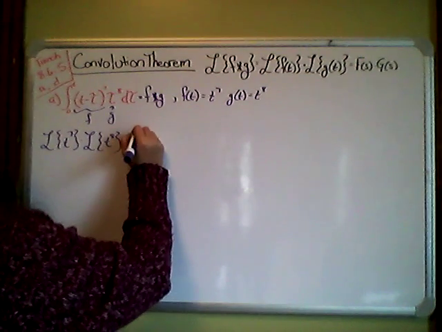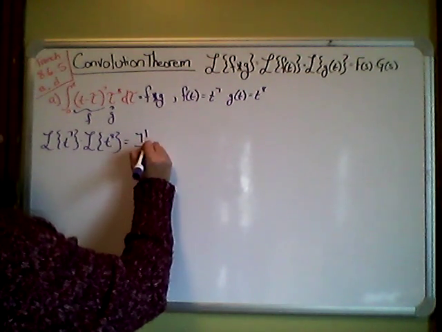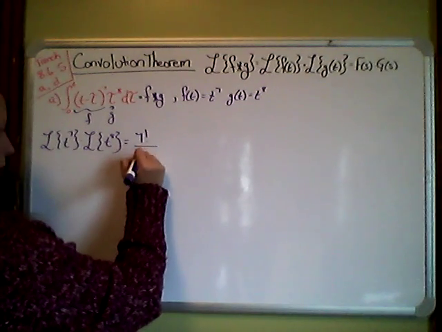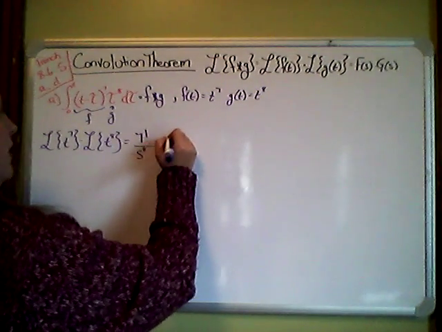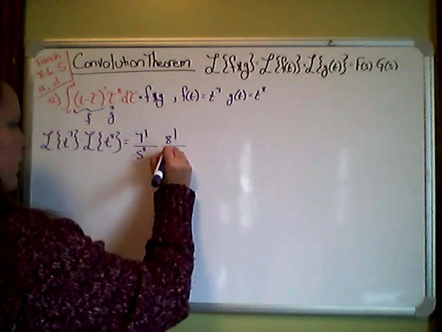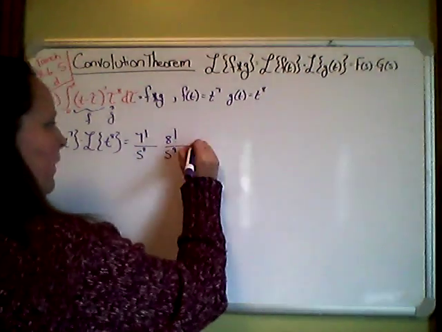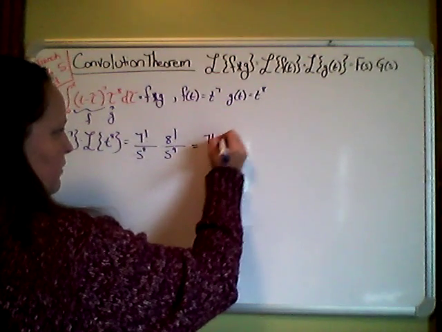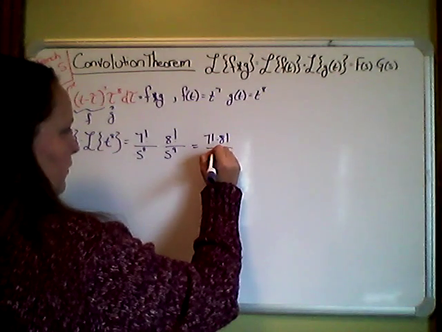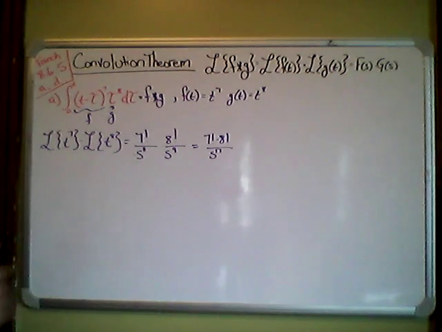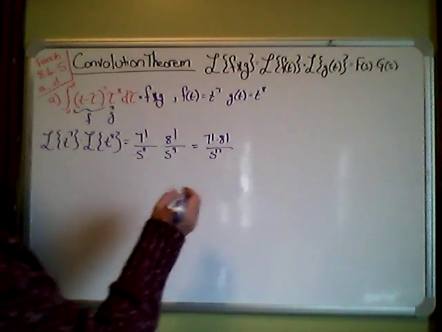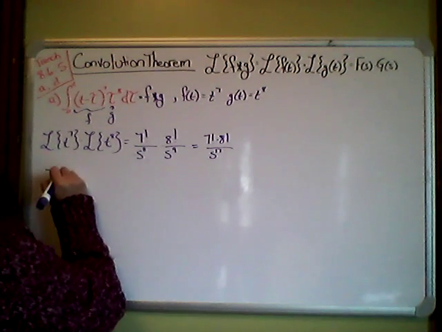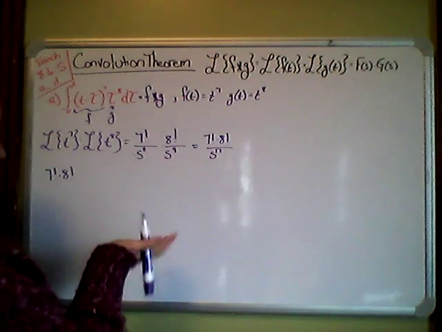which is going to be 7 factorial over s to the 8th, times 8 factorial over s to the 9th. And when you combine these, you're going to have 7 factorial times 8 factorial over s to the 17th. I left the factorials in because it's just a really big number. What we need to do now is figure out what the t equation is for this. The first thing I'm going to do is take out the 7 factorial times 8 factorial because that's a constant.